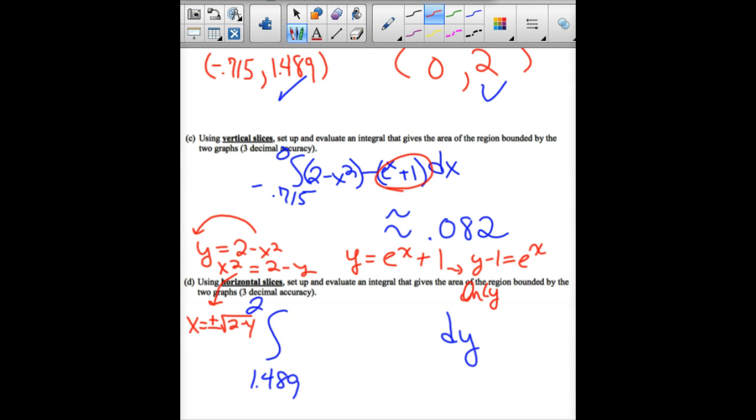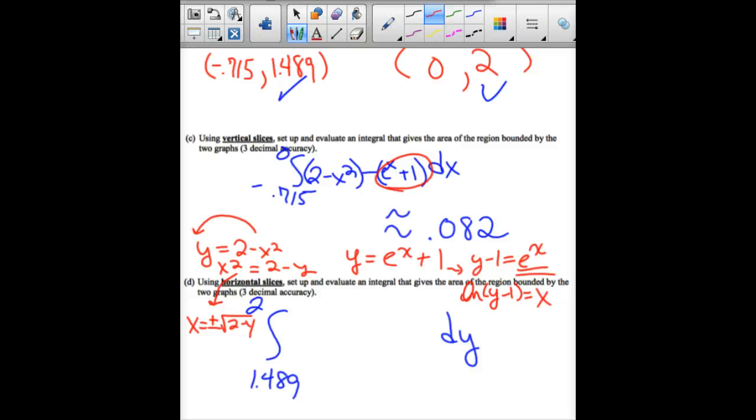Notice this is much more cumbersome than vertical, and it usually is. When it's not is when they're both given as x equals. Or when you start to color vertically and you're like, oh crap, I gotta separate my integrals because the tops and bottoms change. So I would have ln of y minus 1 equals ln of e to the x. And ln undoes e, so that's just x.